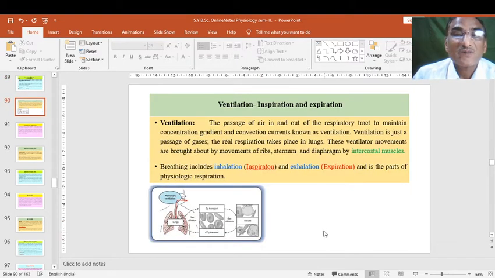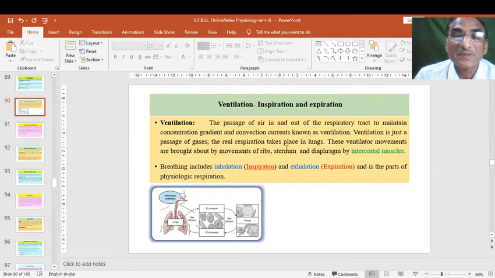Next topic is ventilation. Ventilation means the movement of air in and out from the nasal passage into the lungs, or we can say inspiration and expiration, or in another way inhalation and exhalation. So the passage of air in and out of the respiratory tract to maintain concentration gradient and convection currents is known as ventilation.